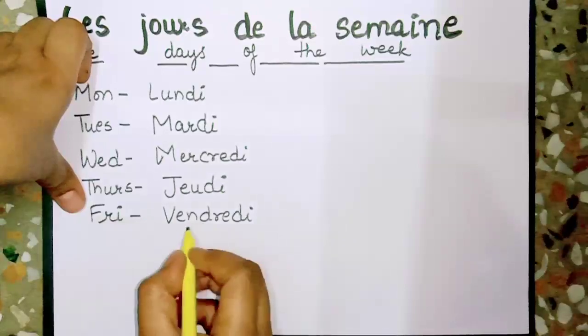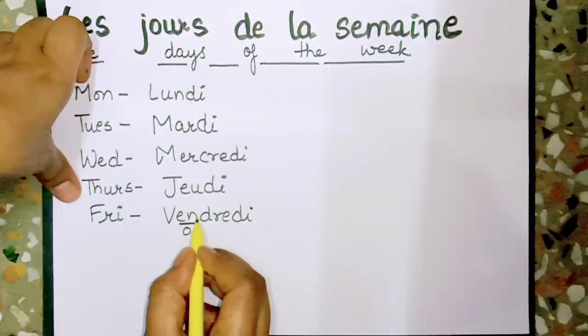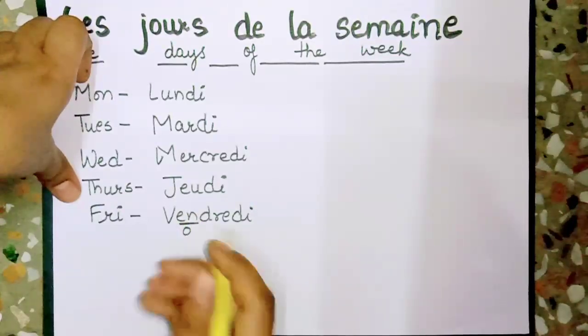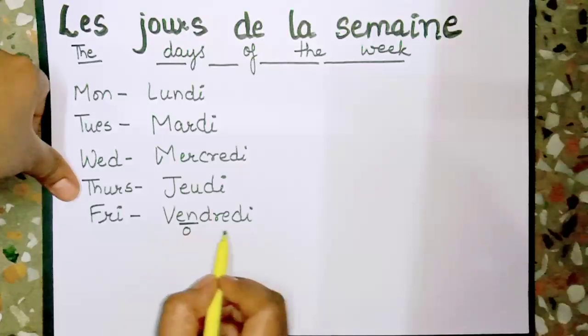Vendredi, Vendredi. You see, en gives the sound of o, so Vendredi. And always remember, whenever en gives the sound of o, there is a nasal sound. Okay, halki si n ki sound yahan pe rehti hai. So Vendredi.